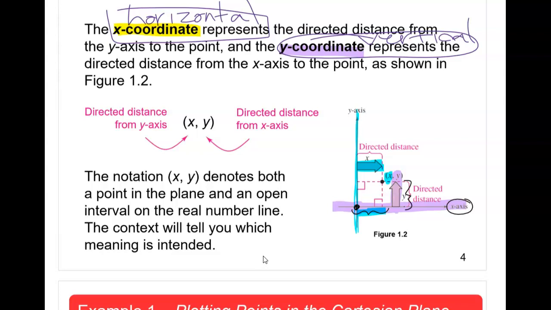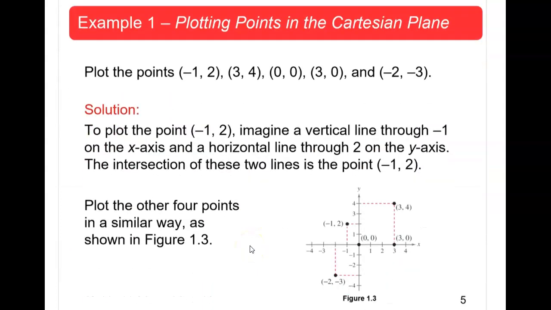Now, moving on, so x-coordinate, horizontal distance, y-coordinate, vertical distance. And so what we're going to do first, just to have a quick review on how to plot points in the Cartesian plane. So we're just going to see how those points will be graphed. And we have the first, -1, 2.